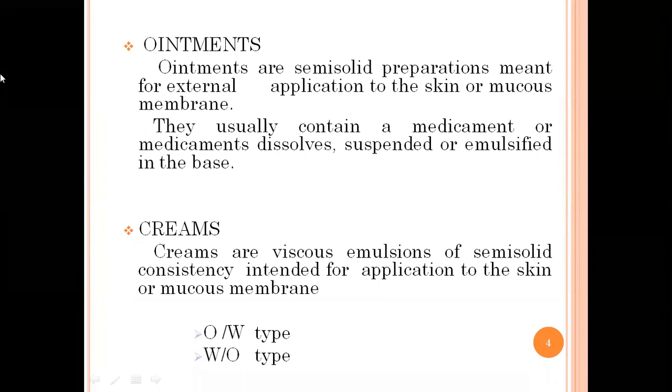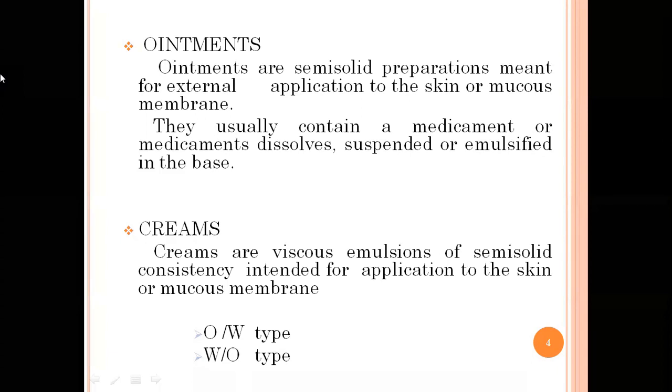So same like emulsion, they can be either oil in water type or water in oil type. When we say oil in water, it means oil is the dispersed phase and the dispersion medium is water. Similarly, when we say water in oil, that means water is in the dispersed phase and oil is your continuous system, or we say dispersion medium.